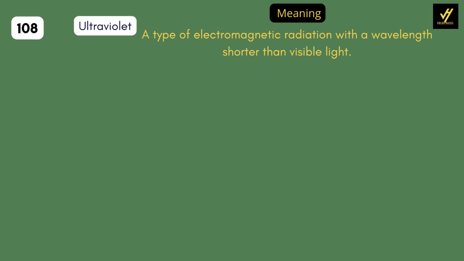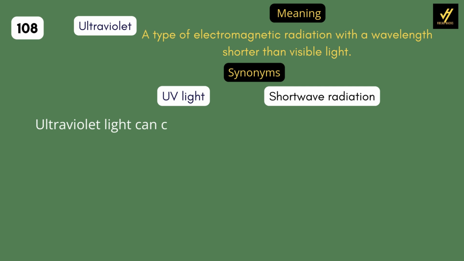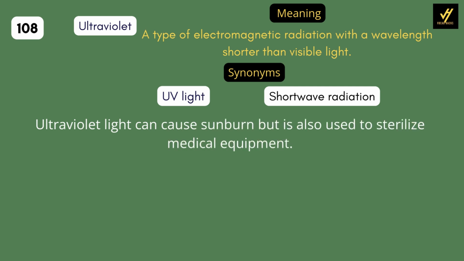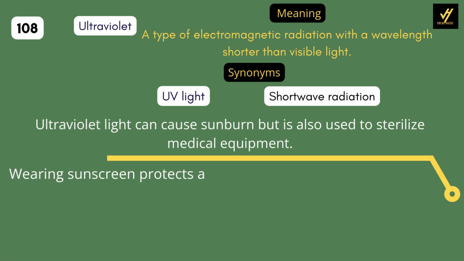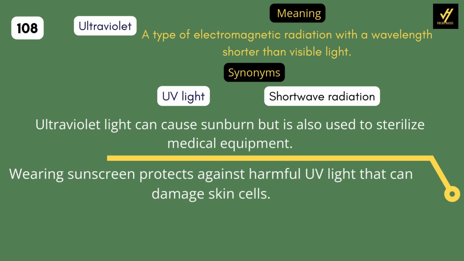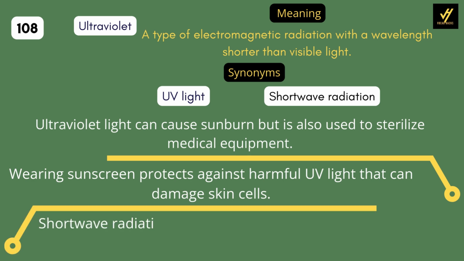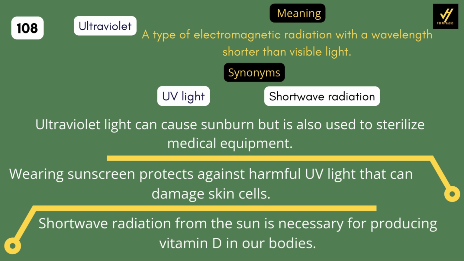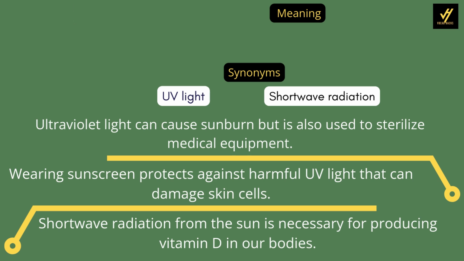Ultraviolet, a type of electromagnetic radiation with a wavelength shorter than visible light. UV light, shortwave radiation. Ultraviolet light can cause sunburn but is also used to sterilize medical equipment. Wearing sunscreen protects against harmful UV light that can damage skin cells. Shortwave radiation from the sun is necessary for producing vitamin D in our bodies.